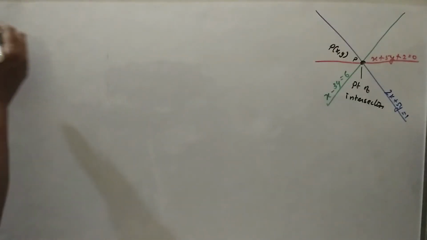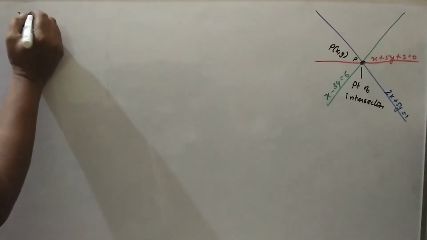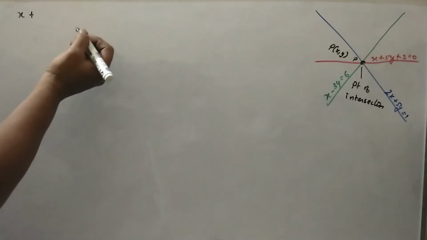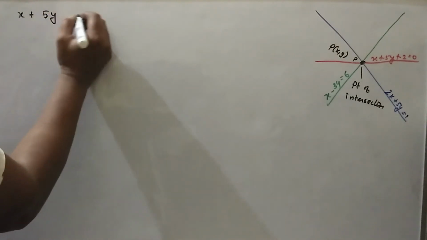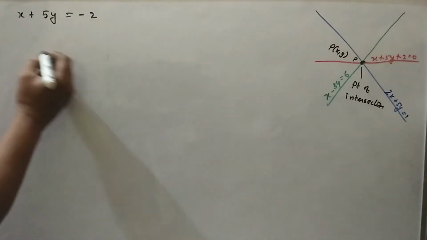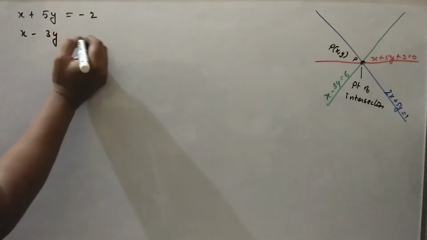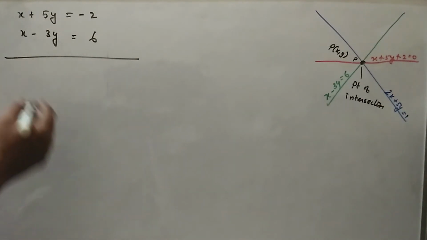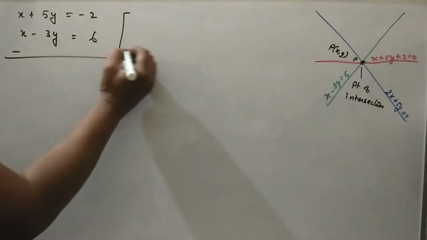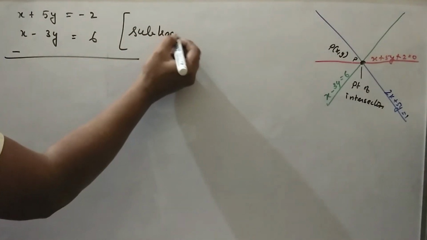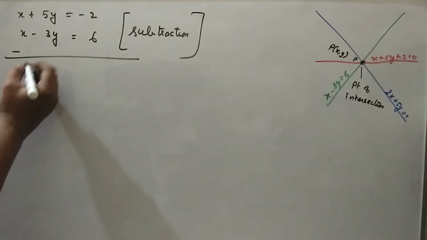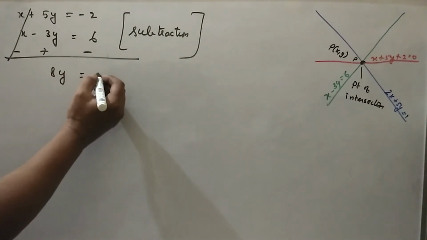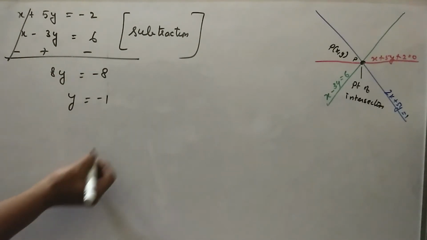Okay. So take the first equation, x plus 5y is equal to minus 2. Other equation, x minus 3y is equal to 6. So, first we have to find the point of intersection. What we have to do? Do the subtraction. Okay, do the subtraction. So, these two get cancelled. You will get 8y is equal to minus 8, y is equal to minus 1.